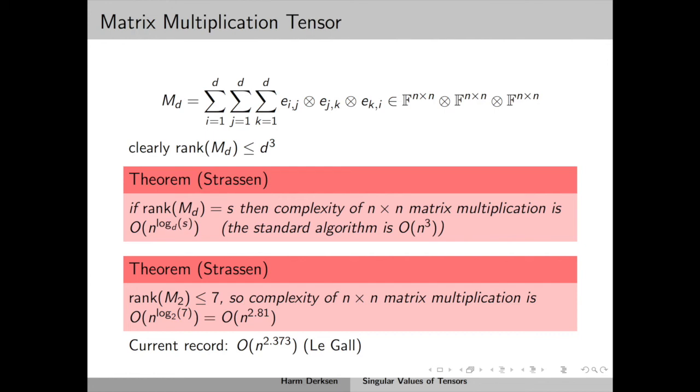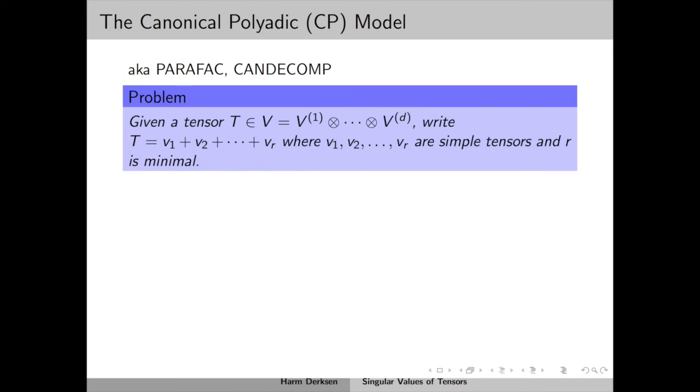That result has been improved many times. It seems to converge, but the best result now is something like n to the power 2.373 by Le Gall. Those are more theoretical. They are not used in practice. The matrices that we deal with aren't big enough for it to pay off.